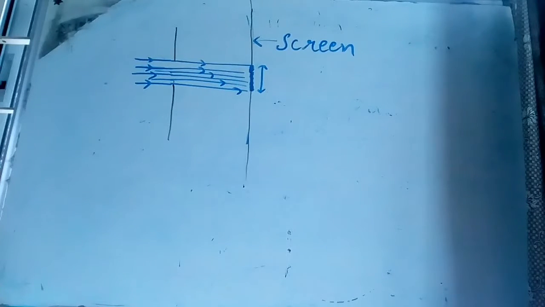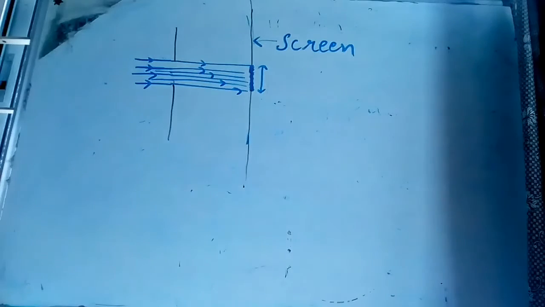So this happens when the slit is very large. The bright light means the light passes through the slit and strikes the screen at a particular point. But in diffraction, the light becomes bent. So let me talk something more about this.